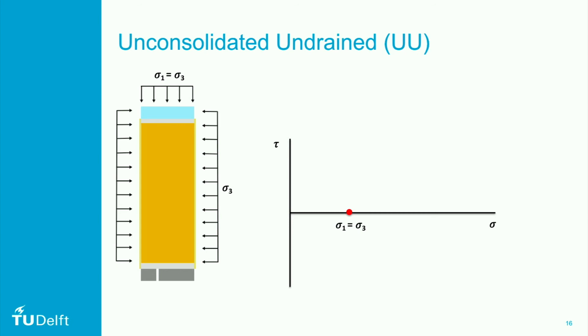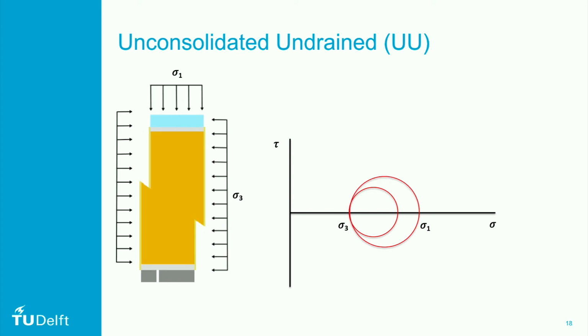In the unconsolidated test, the drain remains shut and consolidation is not allowed to occur, even though this is called the consolidation phase. After phase 1 is complete, the second phase starts by applying the deviator stress, which increases sigma 1. During shearing, the minor principal stress, sigma 3, does not change. We continue to increase the deviator stress until the specimen fails. The Mohr's circle then becomes larger. The shear stress at failure is the undrained shear strength, which is equal to the radius of the Mohr's circle.